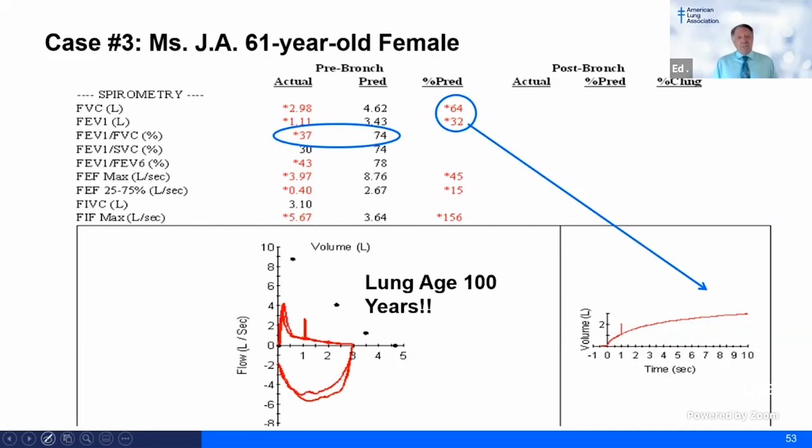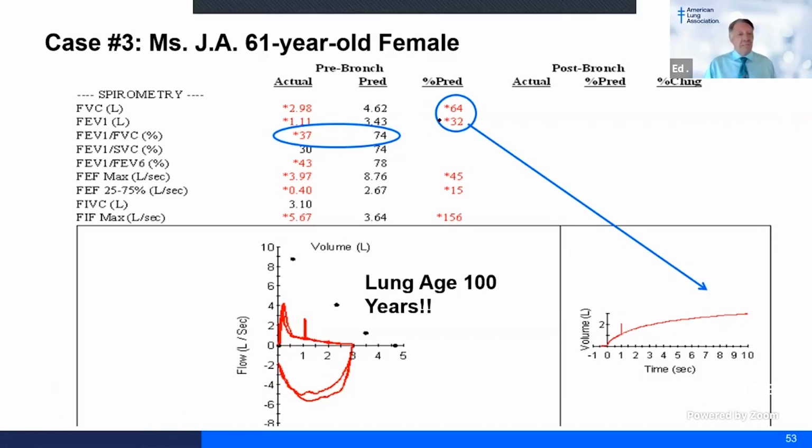Now, in this particular case, she's lost quite a bit. Predicted for this particular female is 74. She should be blowing 74% of her air out in the first second, and she's only doing 37. Now, really what I want you to highlight on this one is that she also has a very low vital capacity, only 64%.